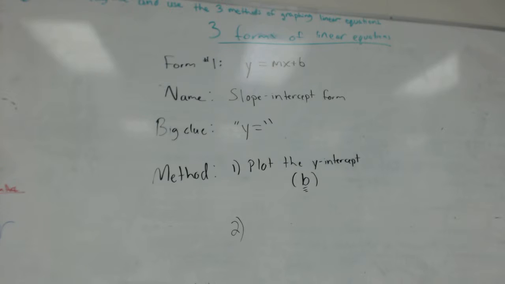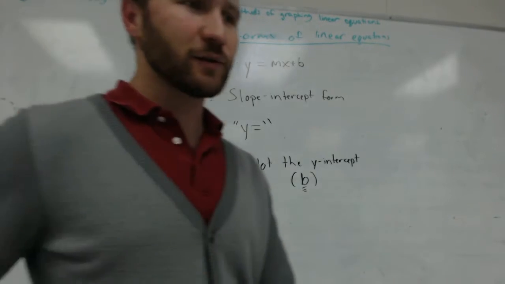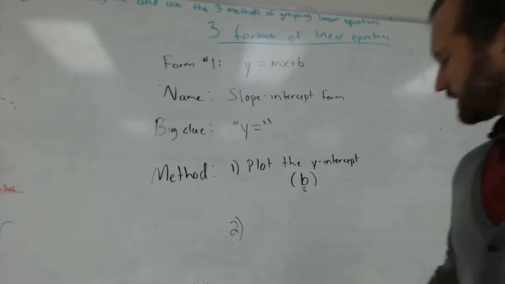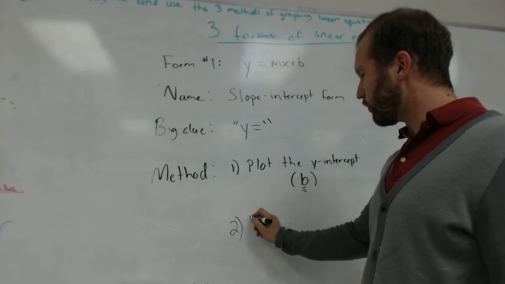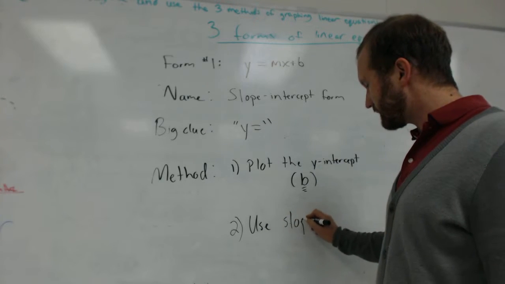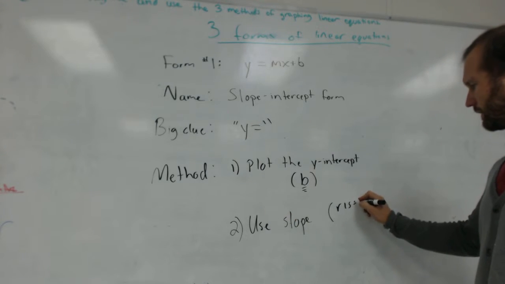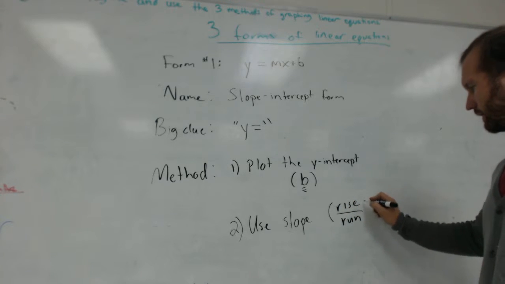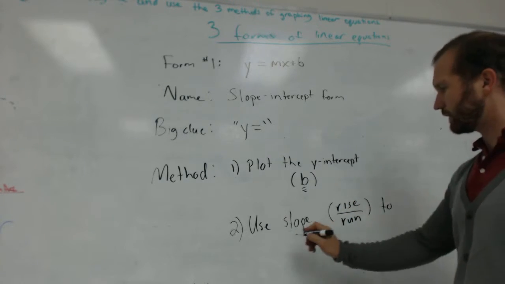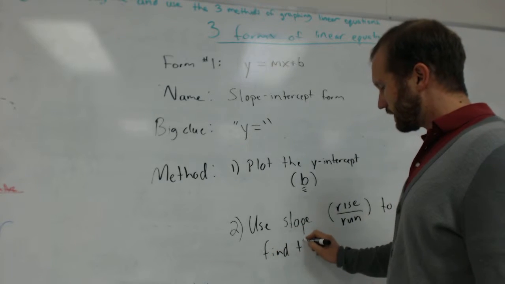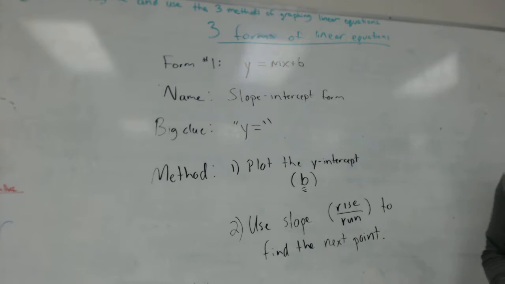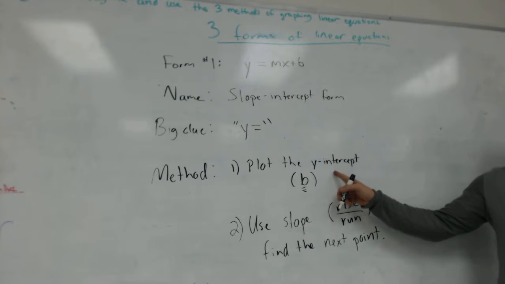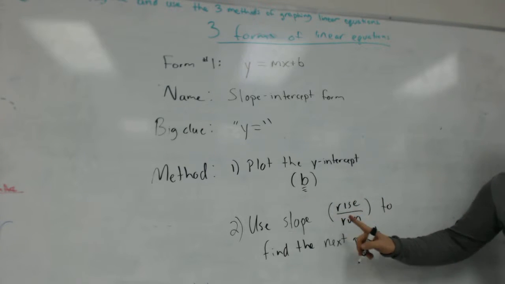Okay. All right, pardon the interruption. Step two, after you plot the y-intercept, is you use the slope, which is rise over run, to find the next point. Plot the y-intercept, use the rise over run to find the next point.